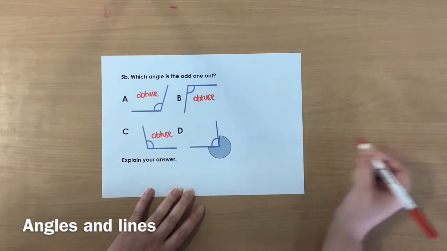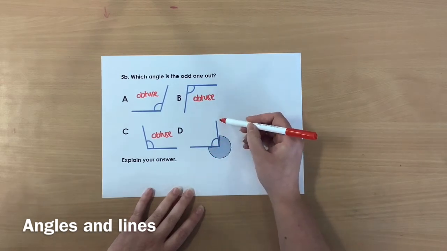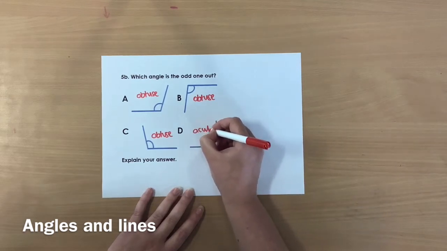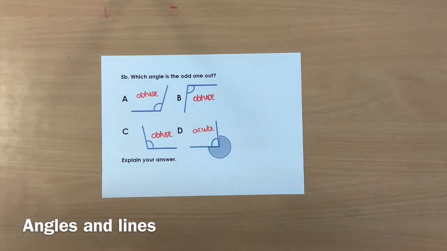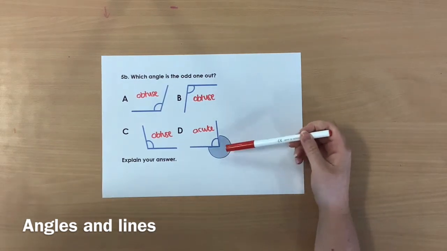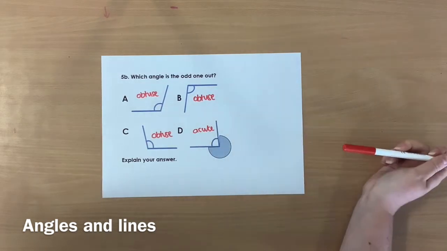Okay, and D, looking at this angle here, it's less than a right angle this time, so this is an acute angle. Now looking at the question, which angle is the odd one out? Well, actually, there are a few different answers for this one. The obvious one is D, because it is the only acute angle and the others are obtuse.